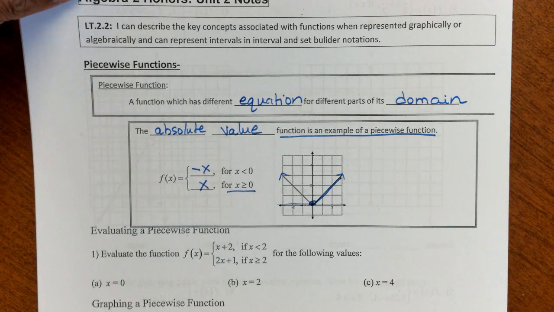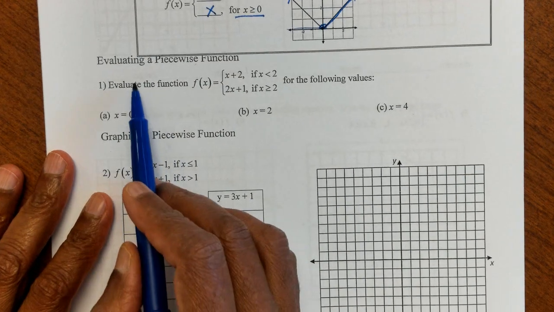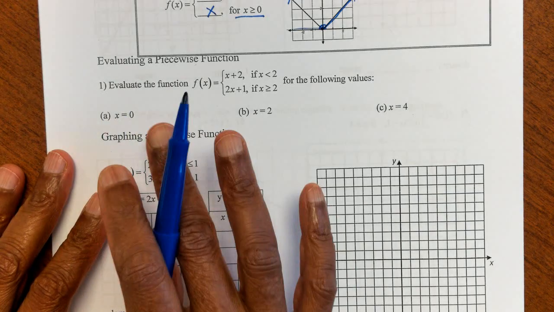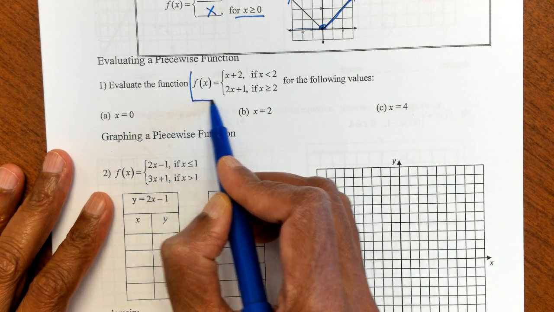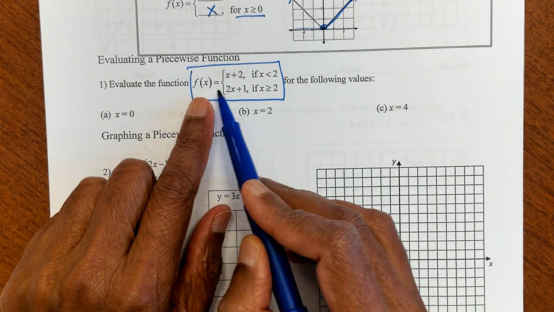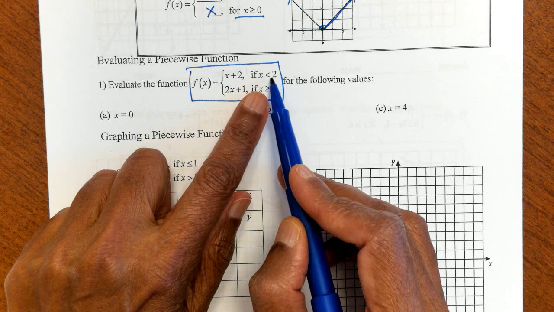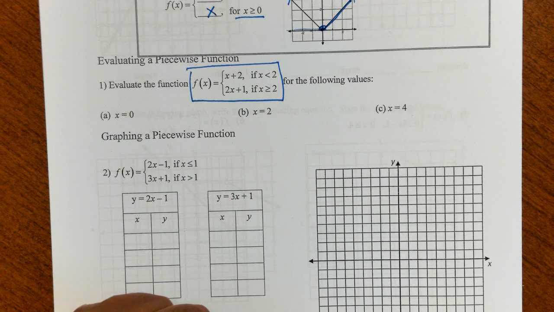Okay, so let's go down and see what else is going on here with the piecewise function. You see how it tells you to evaluate, but let's look at this. I want you to look at how this piecewise function is written. It says f of x, when x is less than 2, it has one equation. When x is greater than or equal to 2, it has another equation.